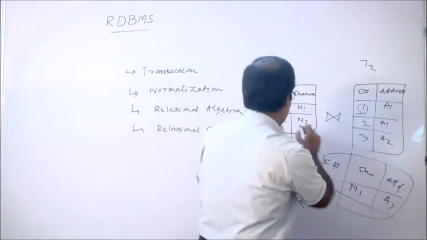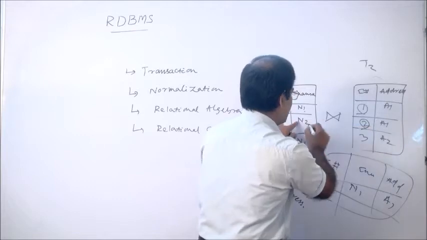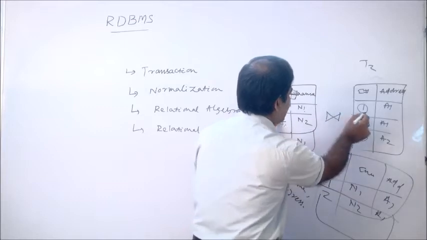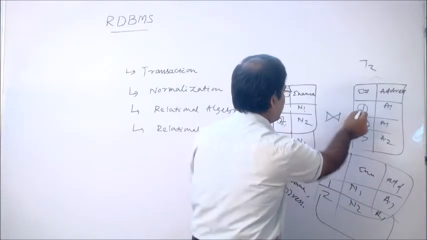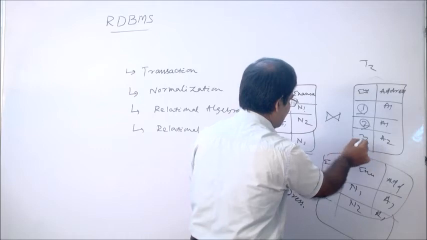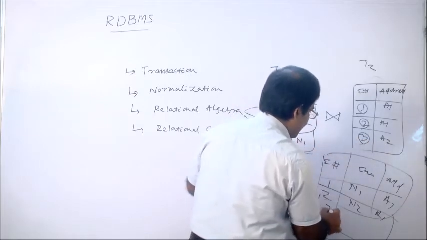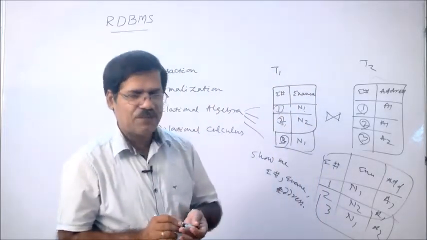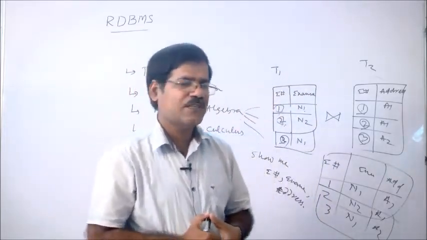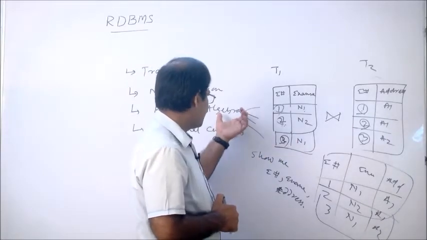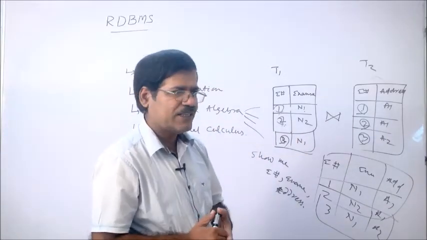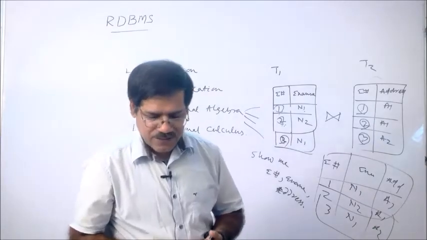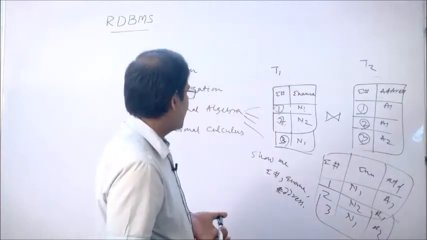2 and 2 is matching, the corresponding name is N2, address is A1. Similarly, 2 is not matching with 3. Then 3 is not matching 1, 3 is not matching with 2, 3 is matching with 3. The 3 match has its corresponding name N1, address A2. So, this is the join operation. You have to join the two tables to retrieve the records. That is performed in relational algebraic operations. Join is one operation, selection is one operation, then Cartesian product is also one operation. There are many other operations too.